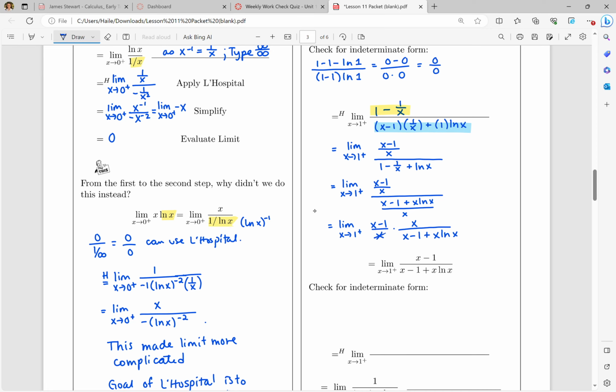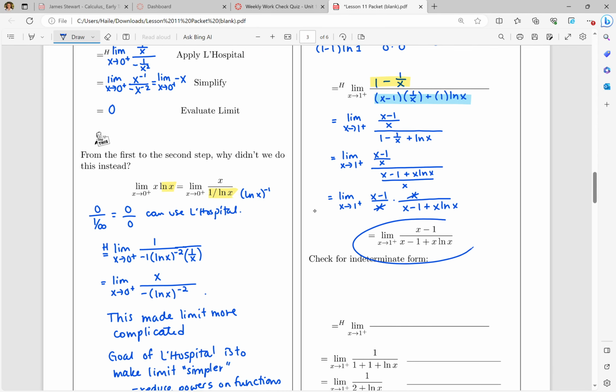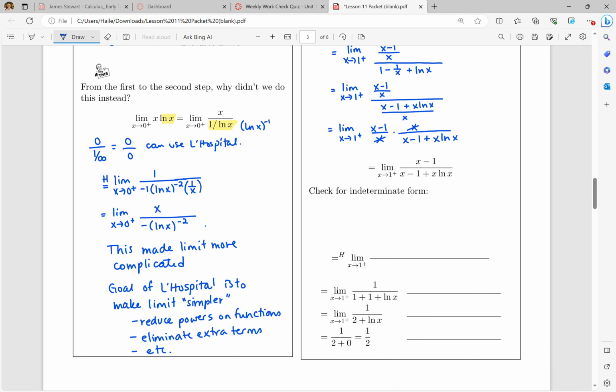So finally, if we cancel the two x's there, we end up with the limit as x approaches 1 from the right of x minus 1 over x minus 1 plus x ln of x. Okay, so now we can check for an indeterminate form again. So far we've only used L'Hopital's rule once in each problem, but you could use it more than once. So we want to check for our indeterminate form again.